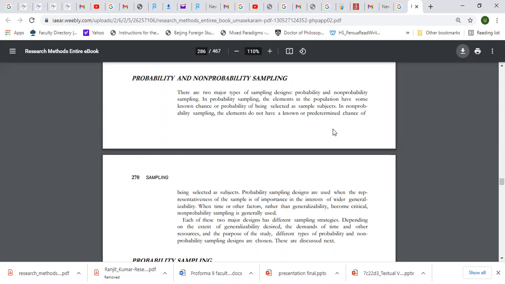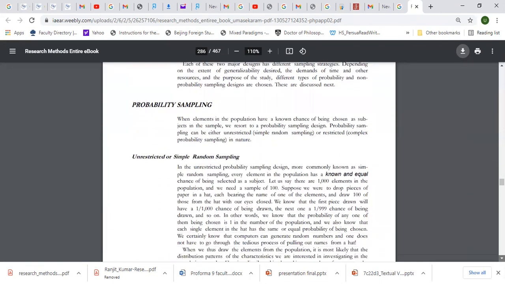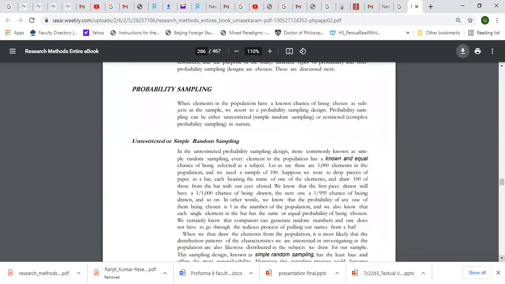However, if the study you're conducting has no concern regarding generalizability, or the concern is regarding the time frame, or other things, or maybe the purpose of the study is different, then you go for non-probability sampling, where the elements do not have a predetermined chance of being selected as a subject. Meaning you're not aware that they have the chance of being selected in the study. Probability sampling is further divided into different types, which we are going to discuss.